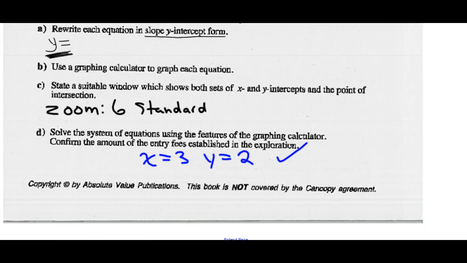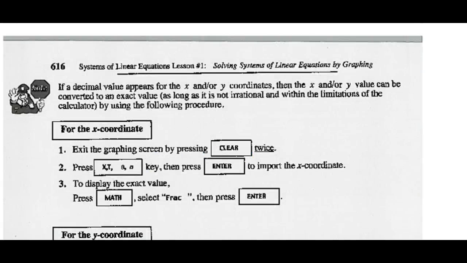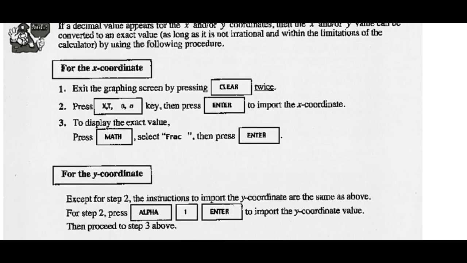All right. Now, next page here it says, note, if a decimal value appears for the x and/or y coordinates, then x and/or y can be converted to an exact value as long as it's not an irrational number and within the limitation of the calculator. So it gives you a procedure to use to find the exact value for x. So you exit the graphing screen by pressing clear twice. You press the X key and then the enter key to import the x coordinate. And then you press math fraction to display the answer.